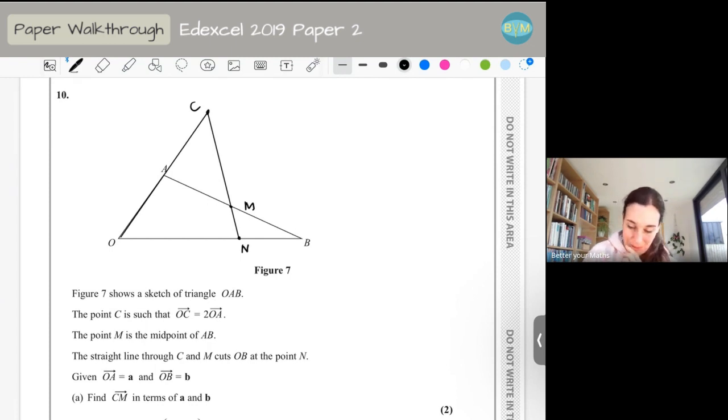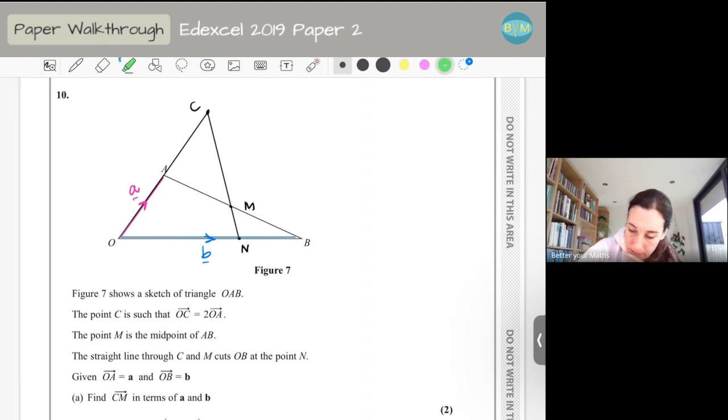That's already complicated. Given that OA is vector A, so this vector here is A, and OB is B, so OB is this whole thing, which is B. So we have those two vectors. Find CM in terms of A and B.